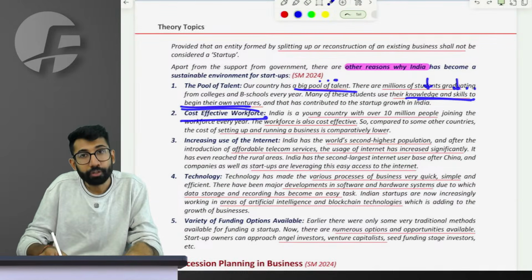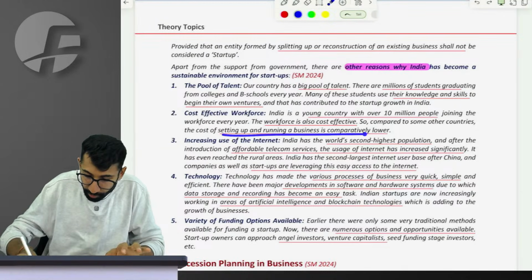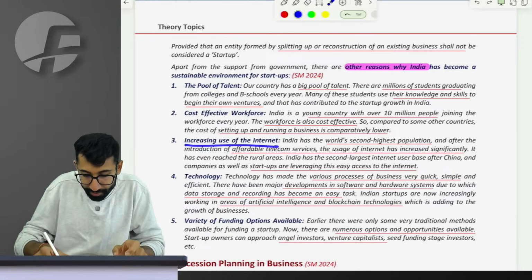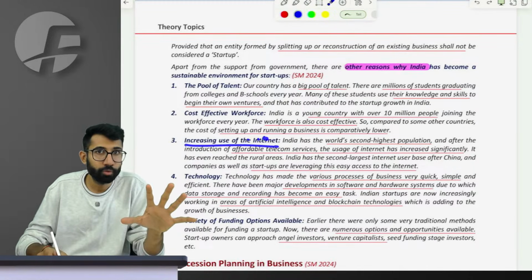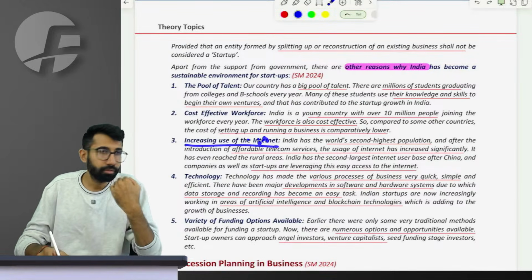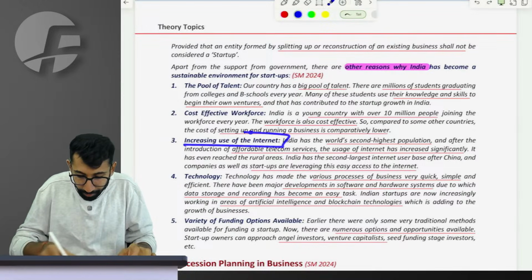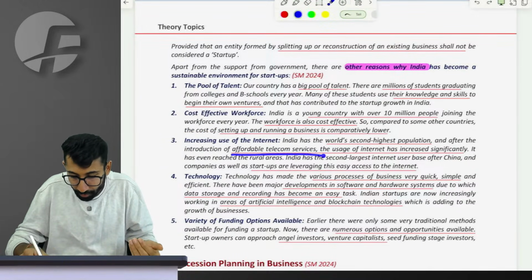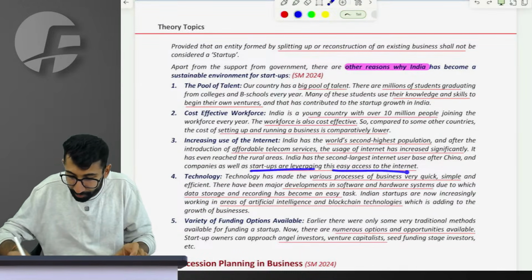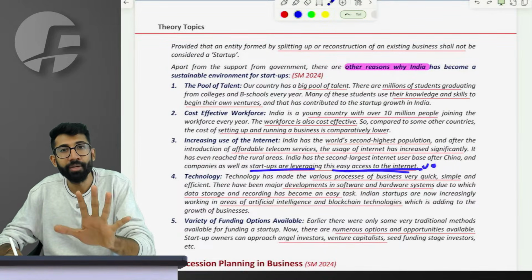Then the cost effective workforce. We are so many of us that labor is really cheap in India, meaning the production and setting up can happen at a comparatively lower cost. Workforce is cost effective. Then increasing use of internet. Jio, boss, almost everyone in India now has a 4G or 5G phone with a good amount of data available every day. With the excessive use of internet available in India, every business seems successful. Affordable telecom services, the world's second highest population already there. So startups are leveraging the ease of accessing things on the internet. If there won't be internet, there won't be Blinkit.